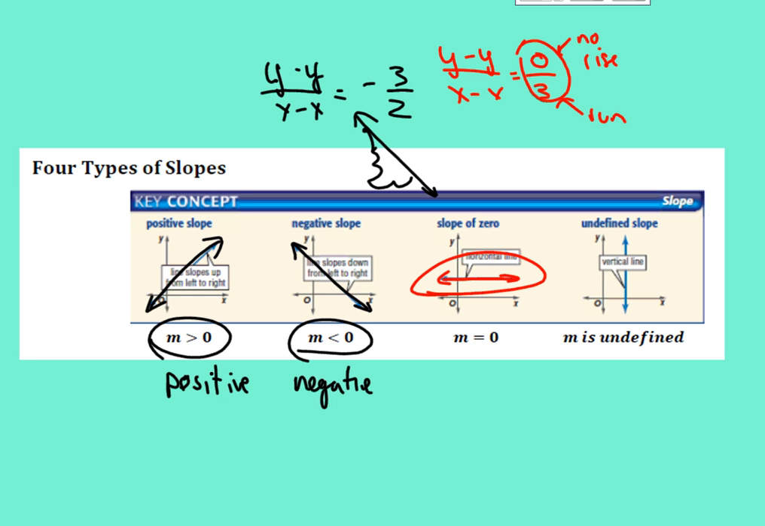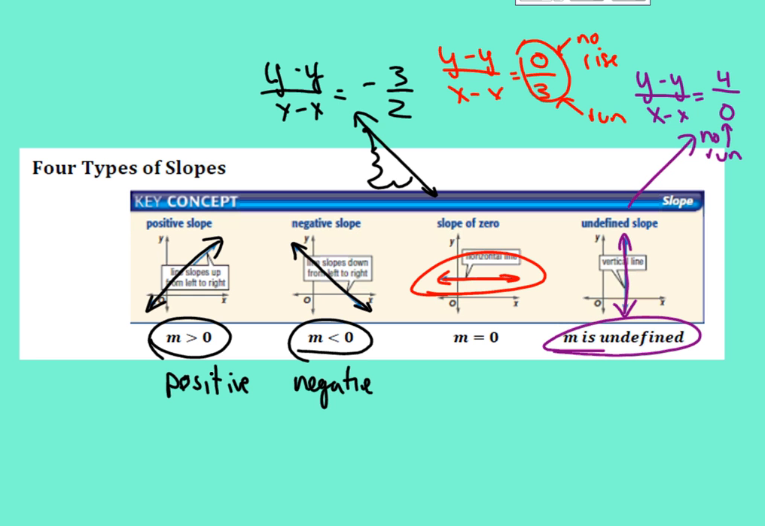So for undefined, this is what happens when you get some number in the top and 0 in the denominator. Now, mathematically, you cannot divide by 0. That's why this is called undefined. But if you look at this, you see what happens, okay? There is no run. The run is 0, so there is no run. All you do is rise over and over and over again. So that's where this comes from.